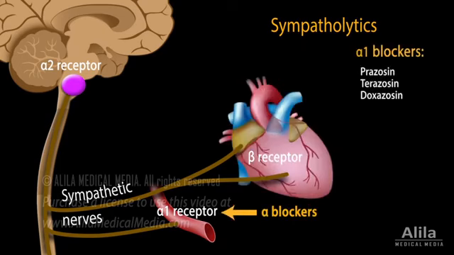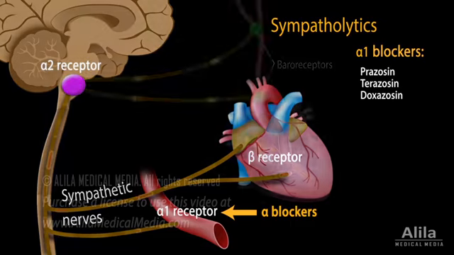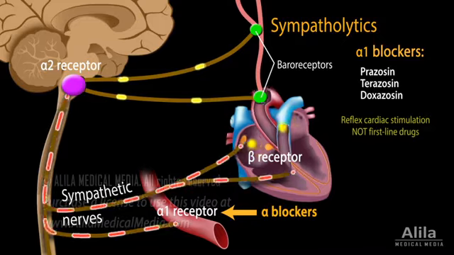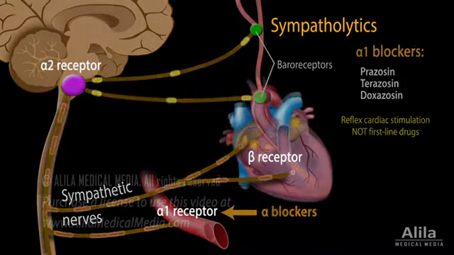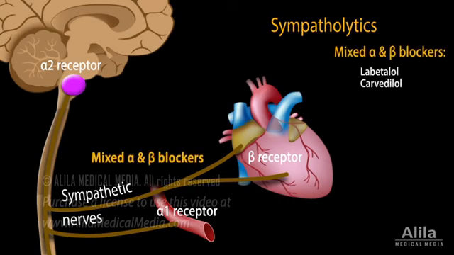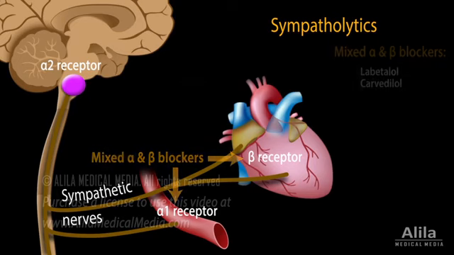Alpha-1 blockers are effective in reducing sympathetic vasoconstriction, but their action can lead to an excessive baroreceptor-mediated reflex that increases heart rate and produces tachycardia. Non-selective adrenergic antagonists block both alpha and beta receptors. By inhibiting beta receptors in the heart, they are able to lower blood pressure without inducing reflex tachycardia.